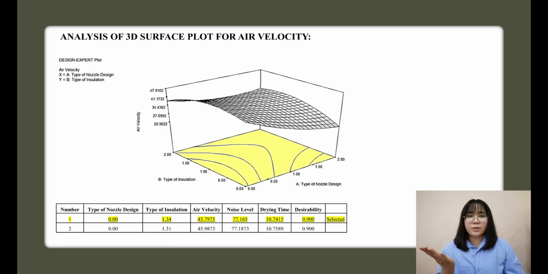Figure on the left shows the 3D surface plot for the factors type of nozzle design and type of insulation with response to air velocity. It can be observed that the highest air velocity is obtained when the type of nozzle design is 0 and the type of insulation is 1.